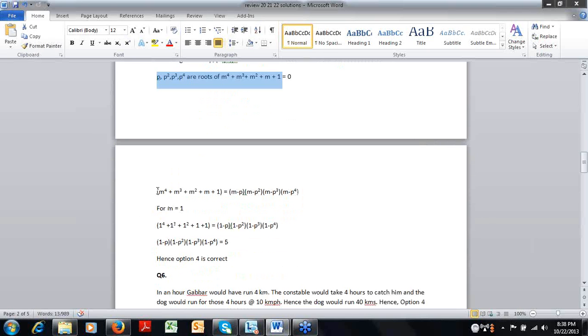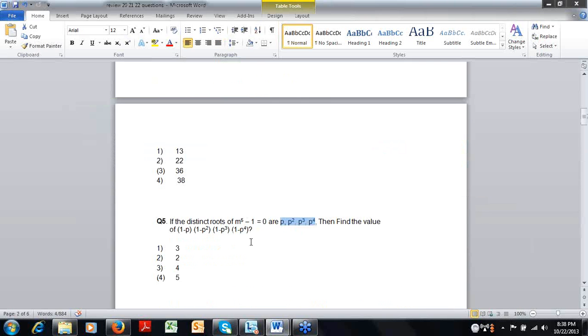So we can write it like this. This can be written as m minus p into m minus p square into m minus p cube into m minus p to the power 4. For m is equal to 1, if we put m is equal to 1, this will be this. So 1 minus p into this, we can all easily calculate, and we already know 1 is the root, so this value will be 5. So we have option 5. Yeah, we have option number 4. We will go ahead and mark option number 4.